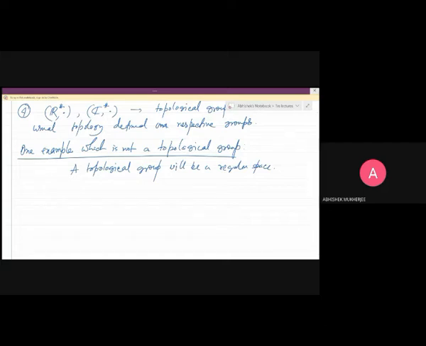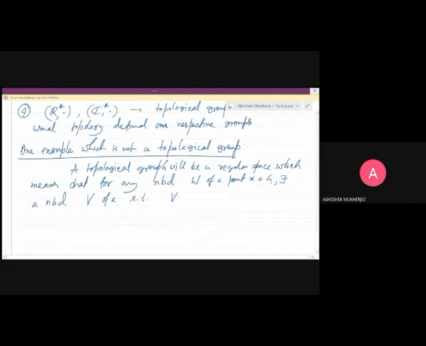What does it mean by a regular space? It means that for any neighborhood W of a point x, suppose it is x belongs to G, there exists a neighborhood V of x such that V closure will be a subset of W.